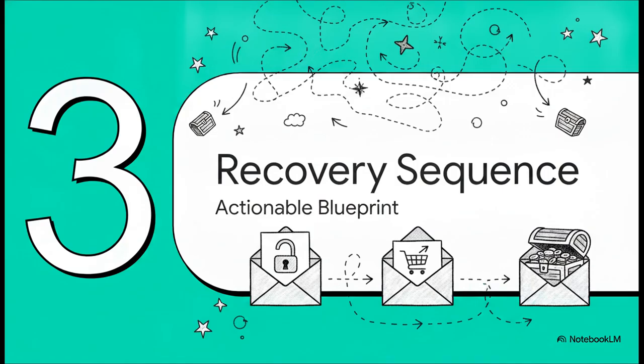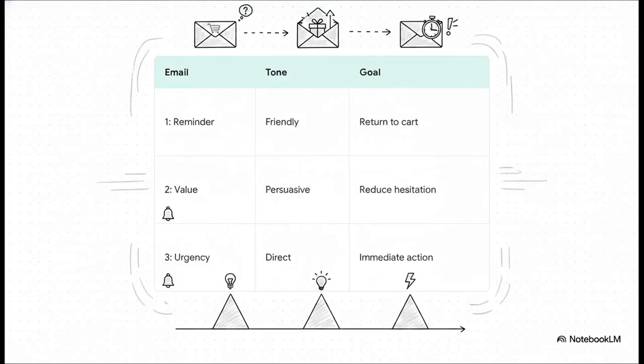Which brings us right to Section 3, the 3 email recovery sequence. This is your actionable blueprint. And this brilliantly illustrates the core overarching strategy. It all revolves around 3 specific touchpoints. Email 1 is your friendly reminder, just jogging their memory. Email 2 turns up the heat a bit by adding value to reduce any hesitation. And then Email 3 introduces urgency to encourage an immediate decision. This rule of 3 is amazingly powerful. Let's break down exactly what goes into each one.